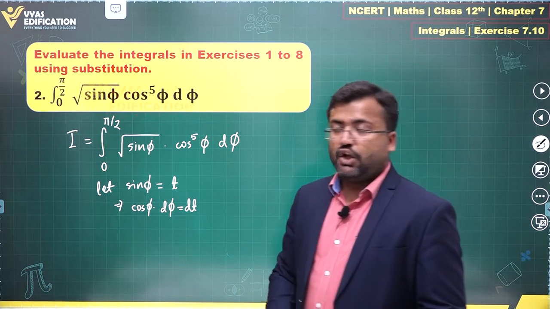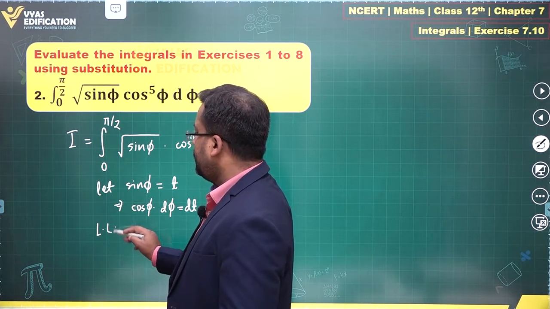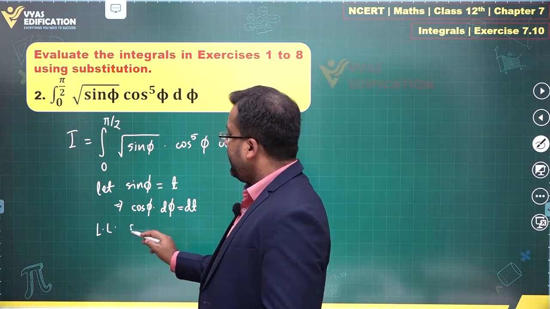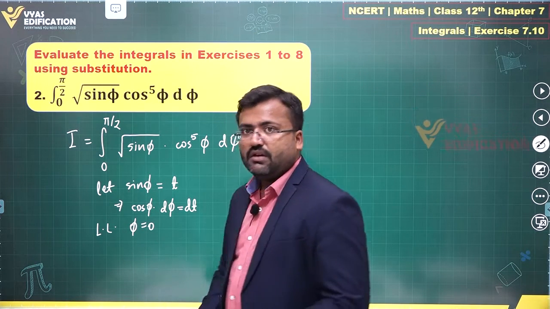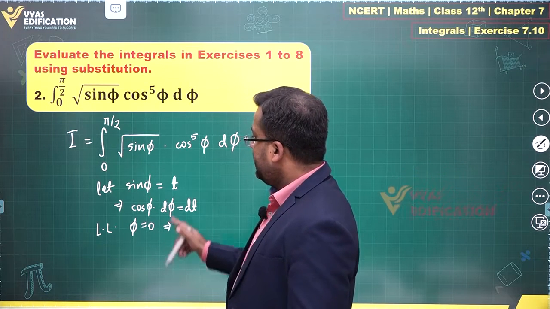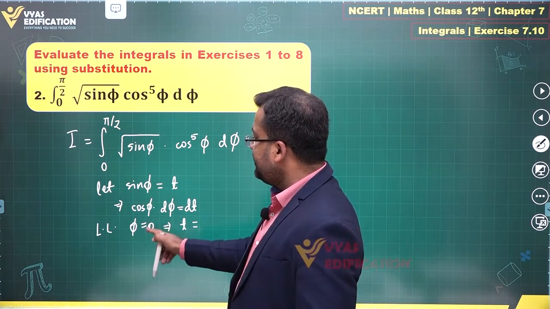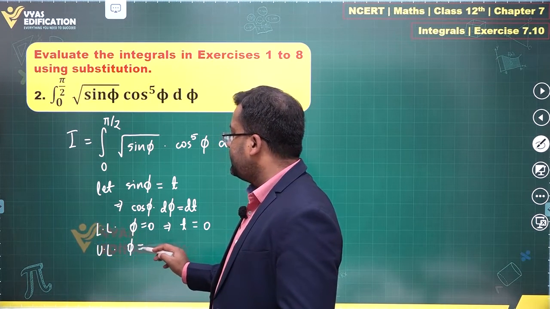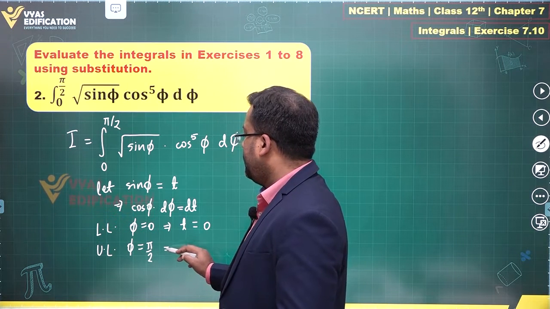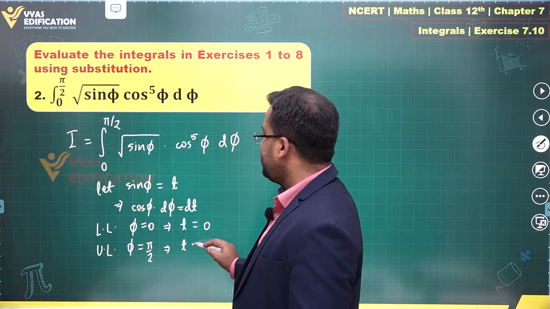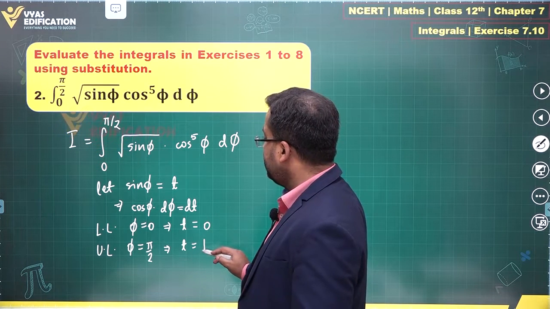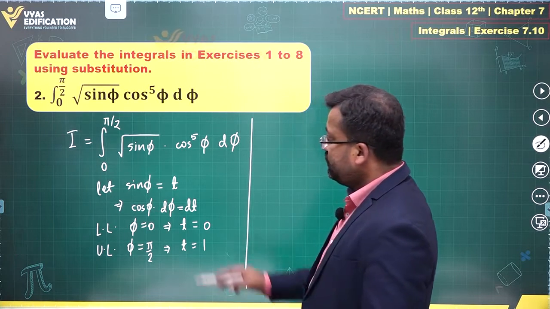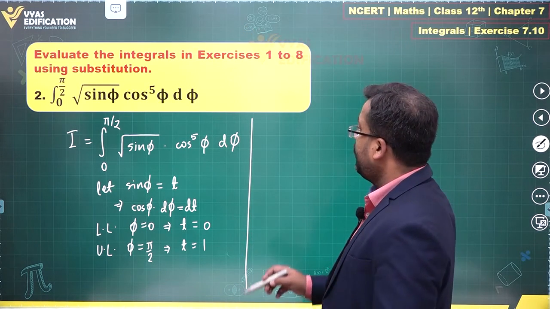What about the limits? For the lower limit, this is with respect to phi, right? So the value of phi is 0. And this tells me the value of t will be sine 0, which is 0 again. Upper limit tells me phi is equal to pi by 2, which further tells me t will be sine pi by 2, that is 1. So you have found the lower limits and the upper limits. You've also used substitution for definite integral, as you can see over here.